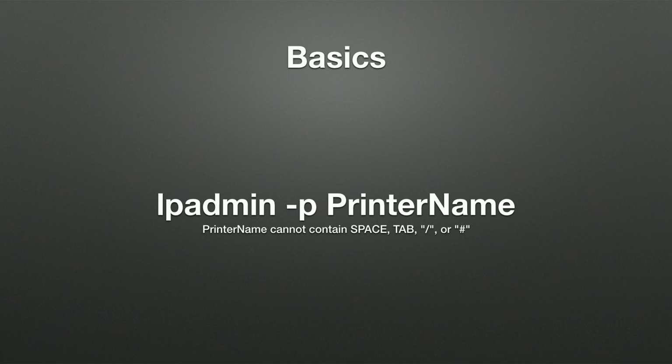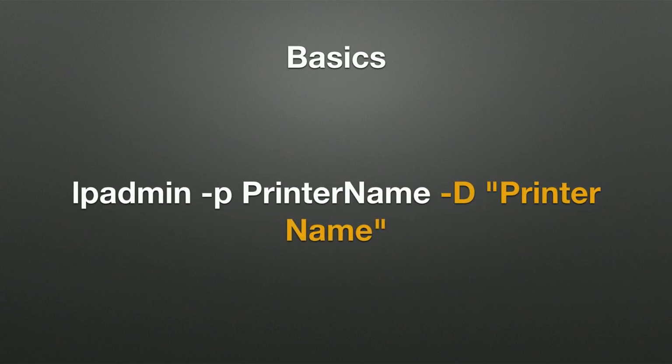This can't use spaces, it can't use tabs, or some special characters. So if you need that, you end up using the -D option. And this is where you use a user-friendly name. If you pass this to that command, your users will see this. The -p printer name without the space, the users will never see that unless this is omitted. I probably should have come up with a better naming scheme because trying to describe which one's which is hard, I just found.